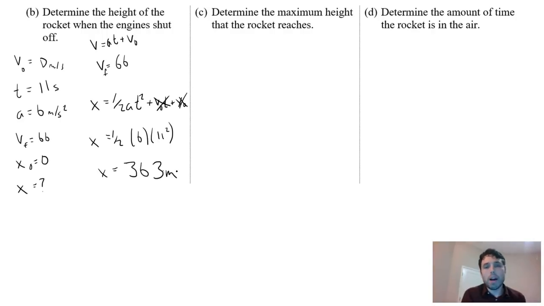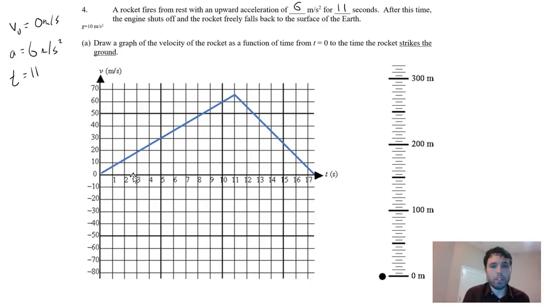Determine the maximum height the rocket reaches. Now, a lot of students want to say, isn't it just the answer from B? Isn't it 363? No, it is not. Let's go back to the graph and see why. The part in here is when the rocket is accelerating upwards. At this point right here, the rocket shut off. But the rocket doesn't instantly fall back to Earth, right? It takes a second. The rocket's got to slow down first.